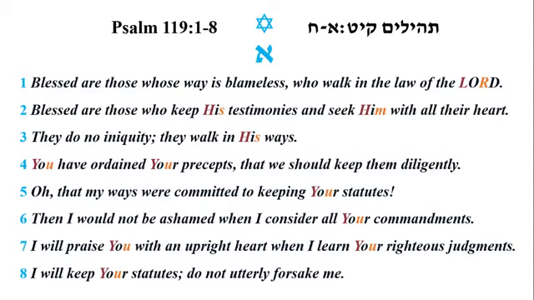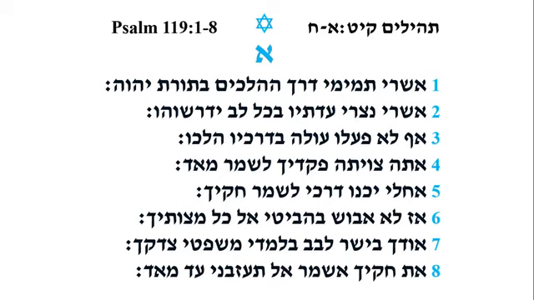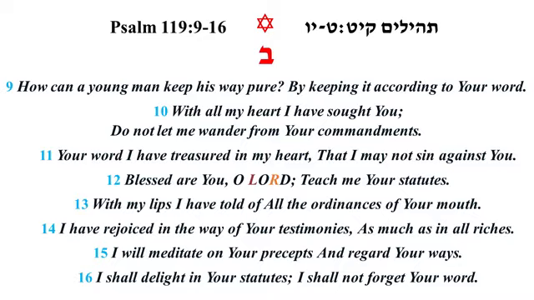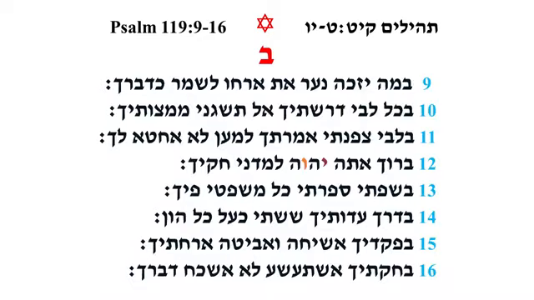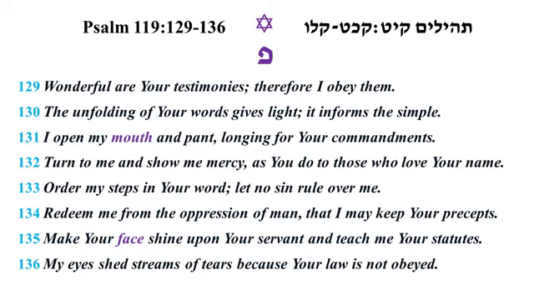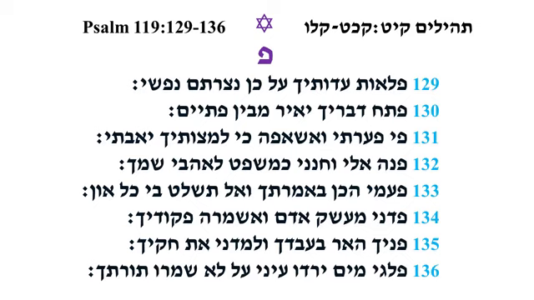Okay, Psalm 119. Remember, this is the one of the 176 verses. The first 8 verses all begin with Aleph. And the next 8 verses all begin with Bet. And if you jump down to verses 129 through 136, all of these verses begin with Pei.